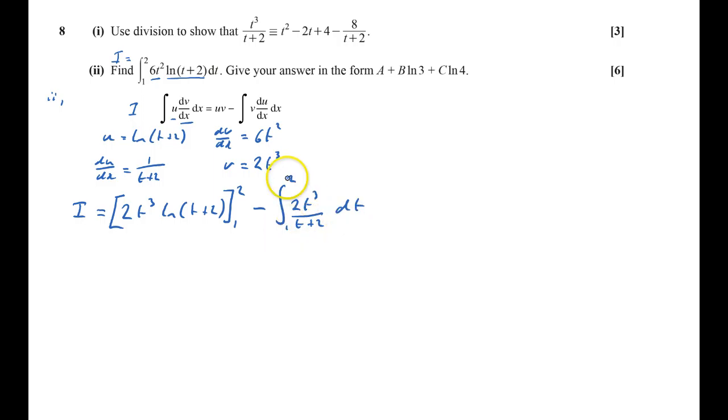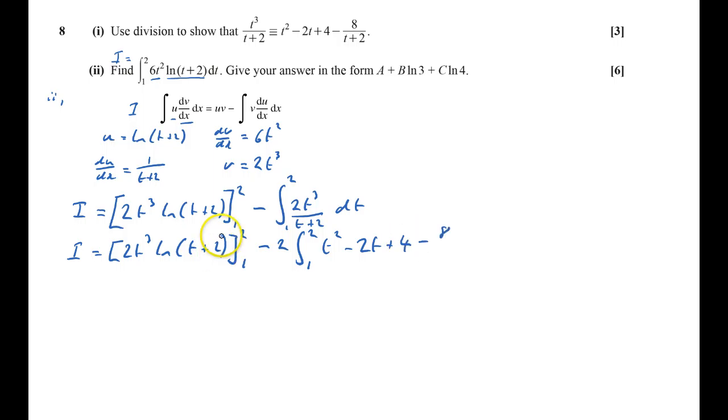And now we can see that what I've actually written down here is pretty similar to what we've got here, but it's actually 2 lots of it. So the first thing I need to do is just write this first bit down again, make sure I don't make a mistake, write down exactly as it is, and then take away, I'm taking out the 2 between 1 and 2, and that will just leave me with t cubed over t plus 2, and that we've just decided is the same as t squared minus 2t plus 4 minus 8 over t plus 2, and that's with respect to t.